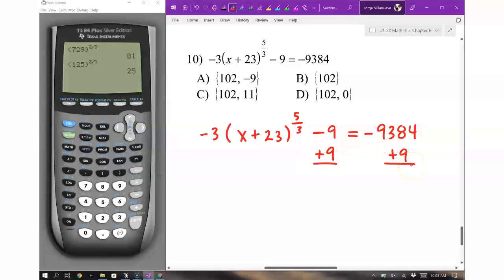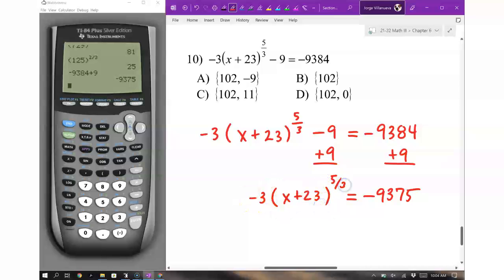When you're solving equations, you do reverse order of operations, right? Normally, order of operations, you do multiplication, division first, then addition, subtraction last. When you're solving equations, you go backwards. You get rid of addition and subtraction first, then the multiplication, division next. Now, negative 9384 plus 9 is negative 9375. So let me write that down. And I have a -3 (x plus 23) to the 5/3.